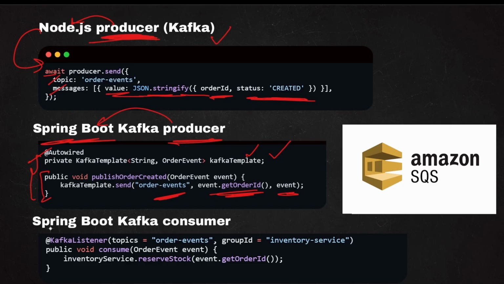Now how can the consumer receive that? In Spring Boot, if you are a consumer or a subscriber, you can consume with the help of a simple annotation called KafkaListener. We mention the topic as order-events and the group ID as inventory-service. We have a method called consume, and inside it we get an event and call inventoryService.reserveStock with event.getOrderId. It is as simple as that to consume Kafka topics.